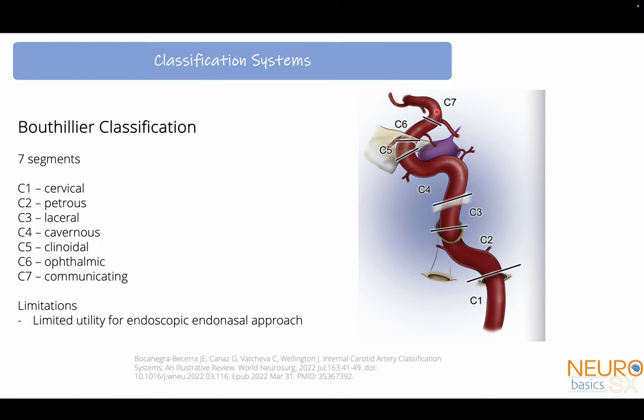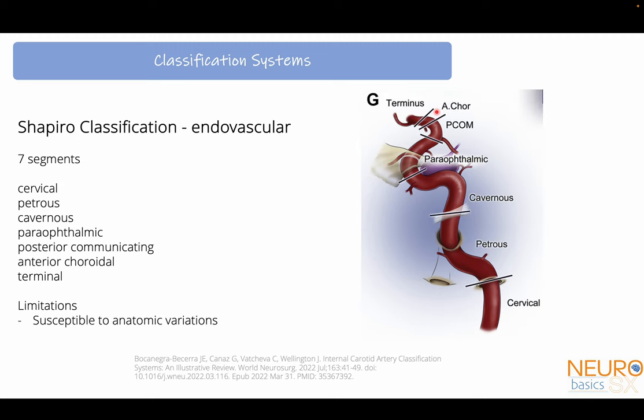Okay, so this is the most commonly used system now, but there are limitations for endovascular and endoscopic users. There's an endovascular classification system proposed by Shapiro, which has seven segments, which are also quite similar, but they are more or less defined by arteries which can be visualized on DSA. So you have the cervical segment, the petrous segment, and the cavernous segment. That's as usual. But because we're able to see the ophthalmic artery, there's a paraophthalmic segment, a posterior communicating segment, an anterior choroidal segment, and a terminal segment.